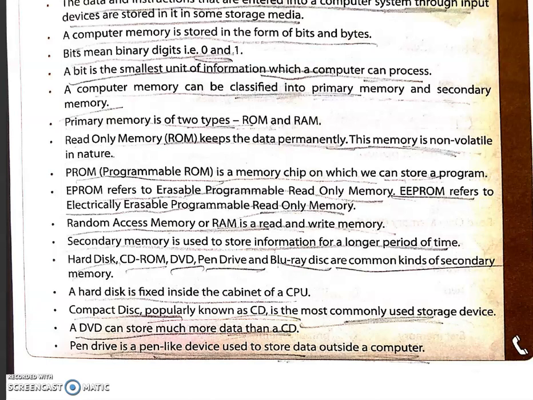A hard disk is fixed inside the cabinet of a CPU. So in a CPU, you will find hard disk fixed inside. Even in your laptop, the hard disk is fixed inside your laptop. Compact disc, popularly known as CD, is the most commonly used storage device. However, these days I would like to say that more than CD, people prefer pen drive, because pen drive can be kept in pocket. A DVD can store much more data than a CD.